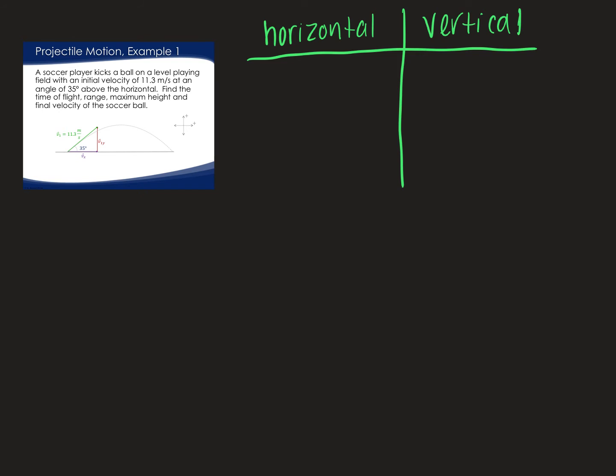Cool. There we go. So, I like to put all of my information over here. Horizontal, we're going to have Vx, D, and T. Vertical, we'll have ViY, VfY, A, D, let's do Dx and Dy, and T.